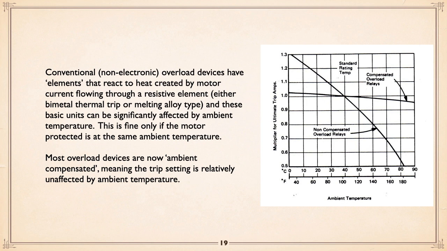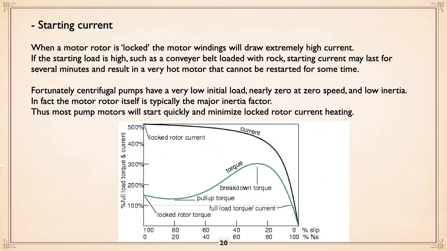What we really want it to act on is strictly the current, rather than the motor current flowing through a resistant element. The option to that is ambient compensated, which means the trip setting is relatively unaffected by ambient temperature. It can be a cold room, it can be a hot room. Basically, it will trip on the current, not so much the temperature. And that can be done with thermal devices or with solid state devices. This is a very important little drawing. Starting current.